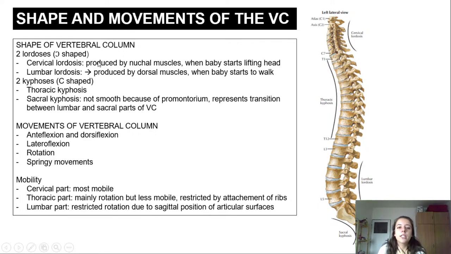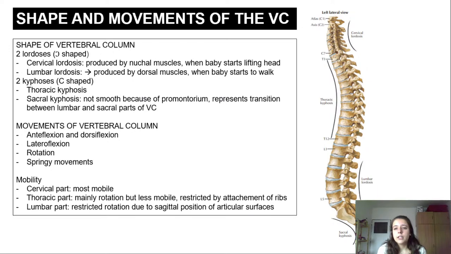The cervical lordosis is produced by the nuchal muscles. It happens when the baby starts lifting his head. So when the baby is in the prone position and starts raising the head, the contraction of the nuchal muscles produces this shape. And the same in the lumbar part, but the C and the D are inverted. Sorry about that. The lumbar lordosis occurs when the baby starts to walk, at about 1 year old, and is produced by the dorsal muscles.